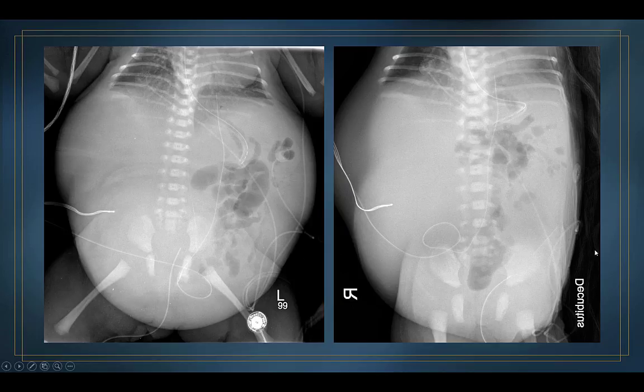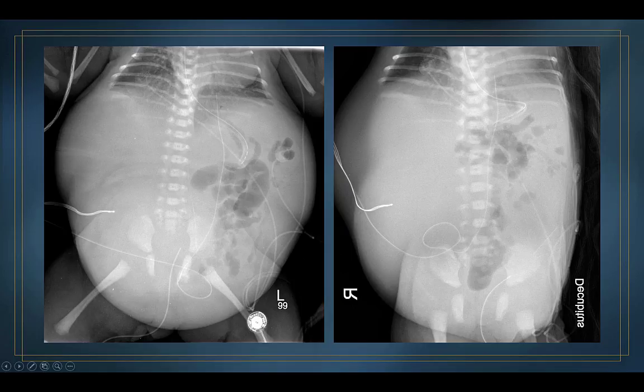Now, in this supine film, and this is the left lateral decubitus, you can see there's a mass effect in the right side of the abdomen, and although you really can't appreciate it, these bowel loops don't appear very lucent for having that much bowel gas, and that may always be a clue that you have some kind of mass compressing the bowel either from the front or from behind, and in a neonate, it's almost always a retroperitoneal mass.